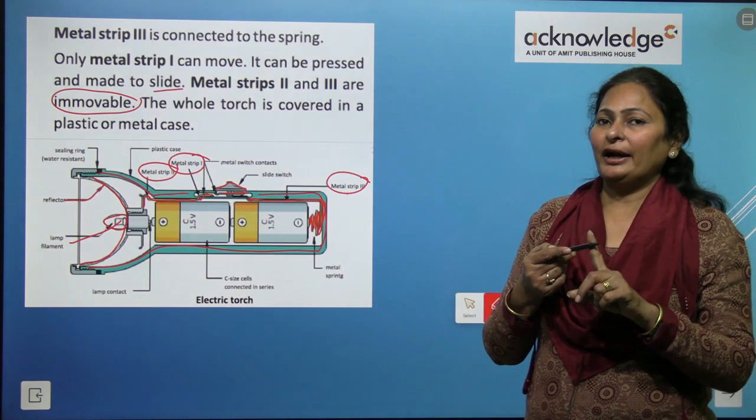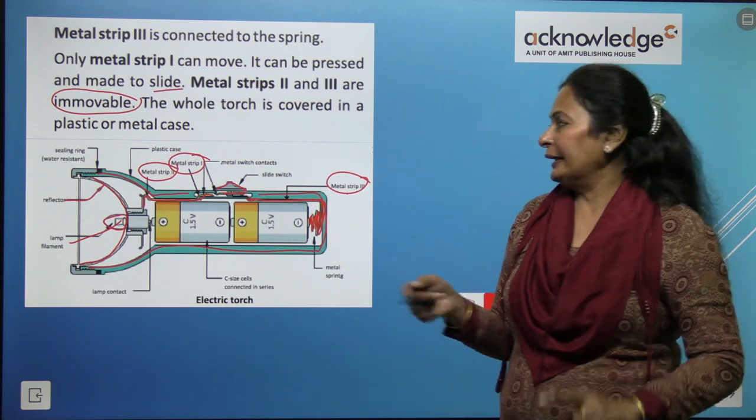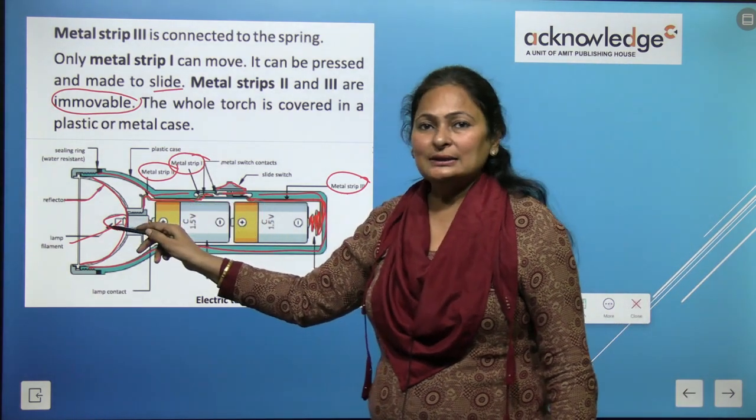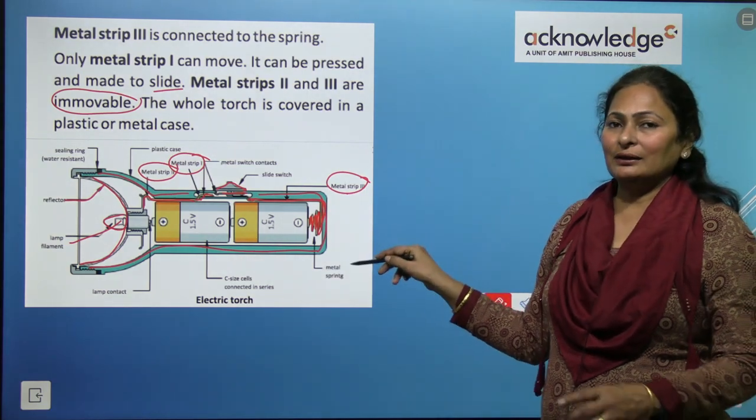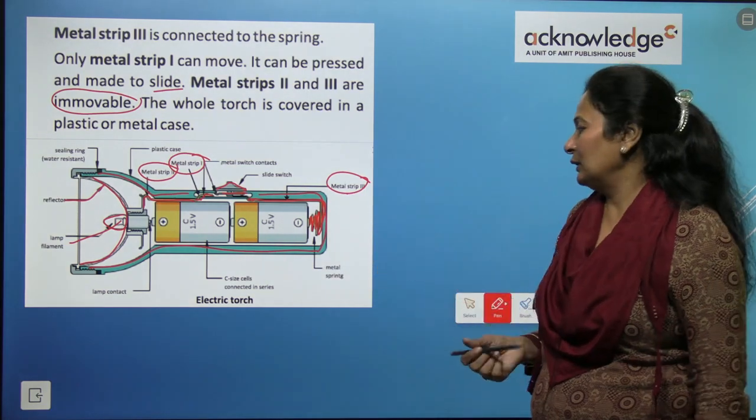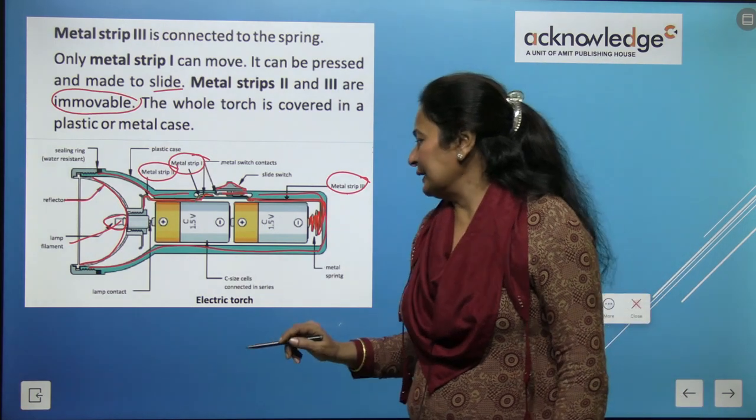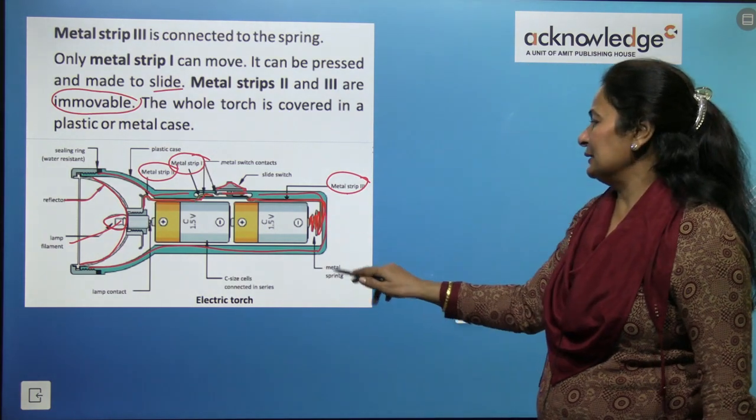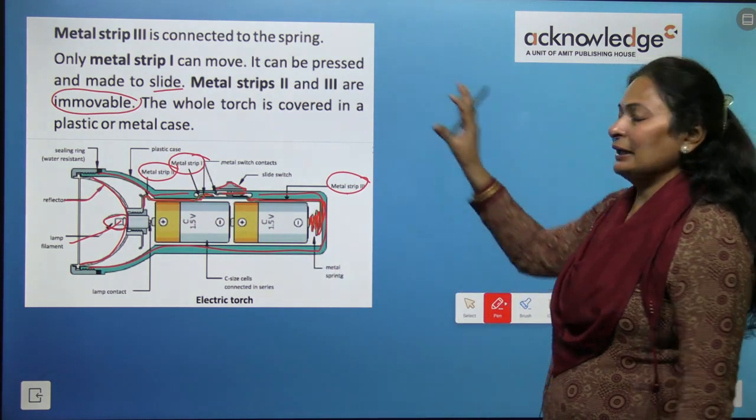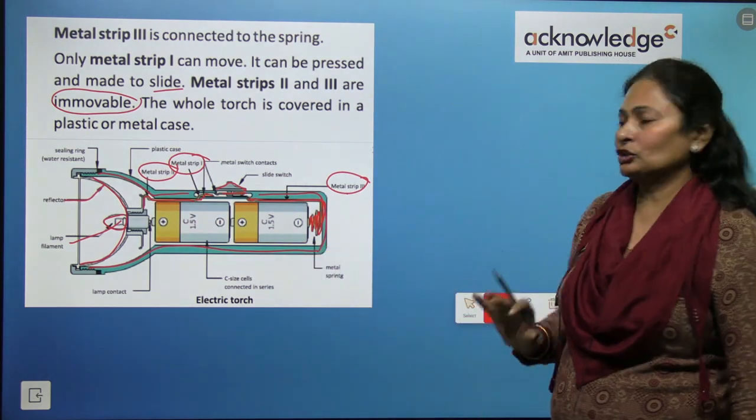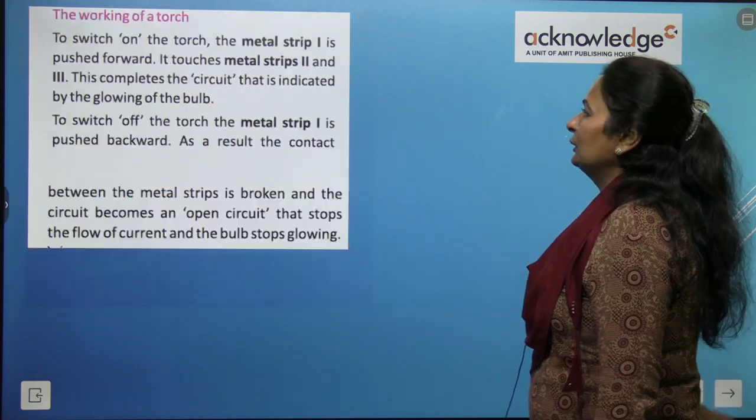The first part you will find in the switch. The second is connected with this bulb. And the third you will find at the spring. It is connected with the spring. So the cells are connected in series. This is the metal spring. This is the metal strip. This is the internal structure of a torch.